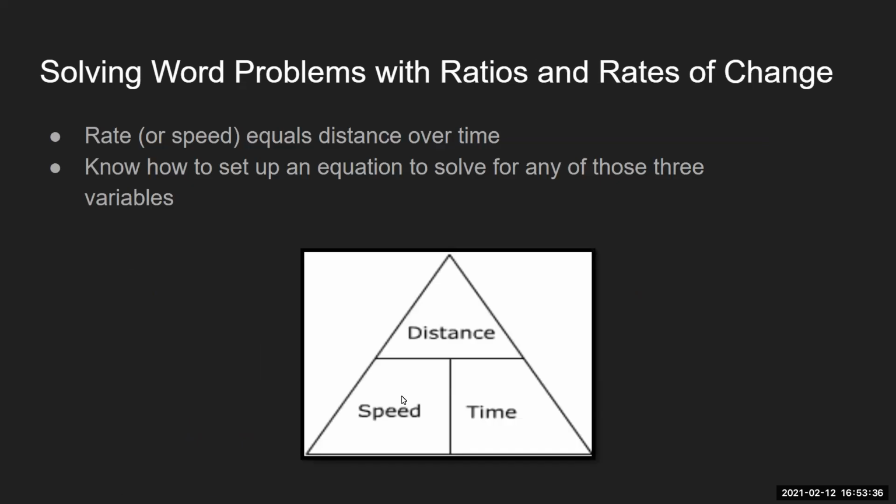Another type of word problem you might see will deal with rates of change. So your rate or your speed equals distance over time. If you are familiar with this triangle here, if you're solving for rate, it's going to be distance divided by time. If you're solving for distance, it's going to be speed times time. And if you're solving for time, it's going to be distance divided by the rate. So just an easy way to remember how to set those types of problems up.